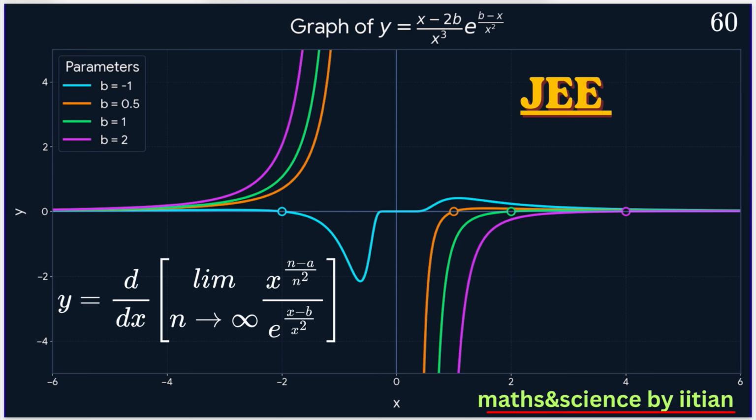In this lecture, we will be drawing a graph of y is equal to (x minus 2b) by x cube into e to the power of (b minus x) by x square.